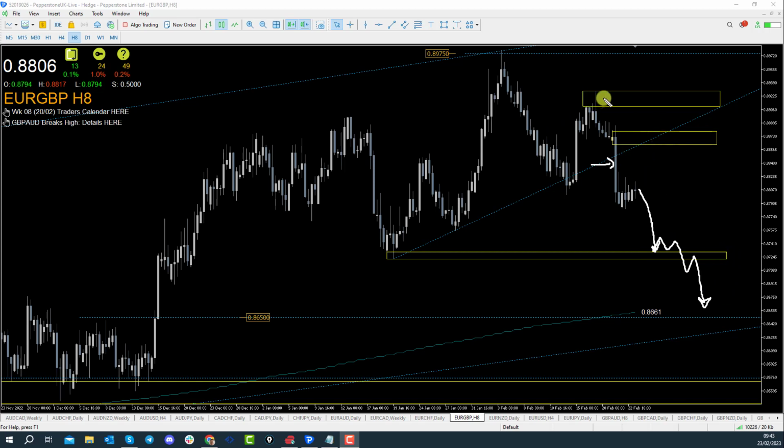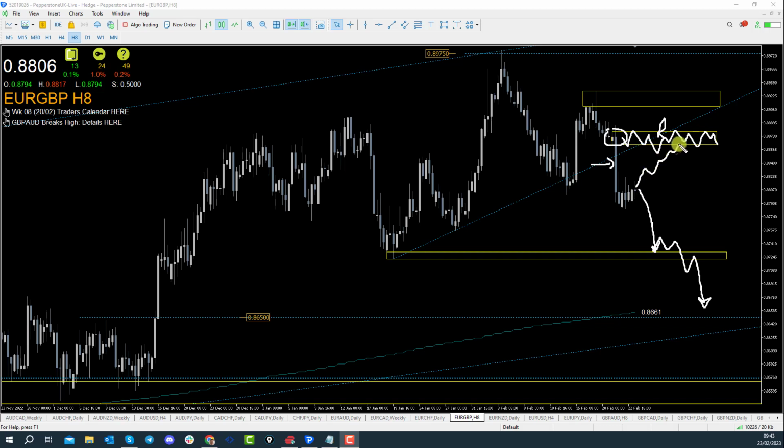Now I've highlighted a couple of areas of resistance which interest me. So we've got the trend line resistance running through here, as well as this area before the sellers got aggressive, and that's around about the 0.8860 area. Okay, so I'm interested in this zone for a short opportunity.